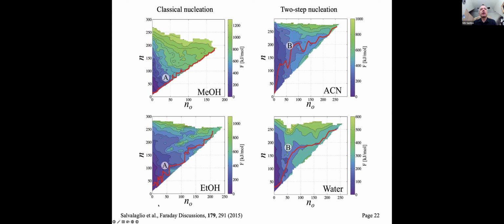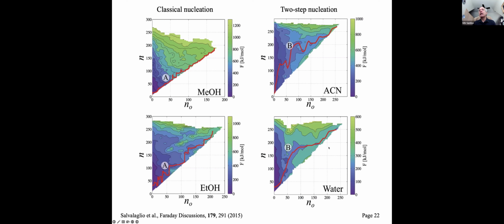So what you have in this plot, I'm sorry, N naught is the number of molecules in the largest crystalline cluster in the system, whereas N is the number of molecules in the largest cluster in the system, without it necessarily being crystalline. So if you're moving along the diagonal in this plot, you're basically following a classical one-step nucleation mechanism. But if you are moving first up in the N direction and then going back to the diagonal, that is an indication that you're seeing a two-step mechanism.